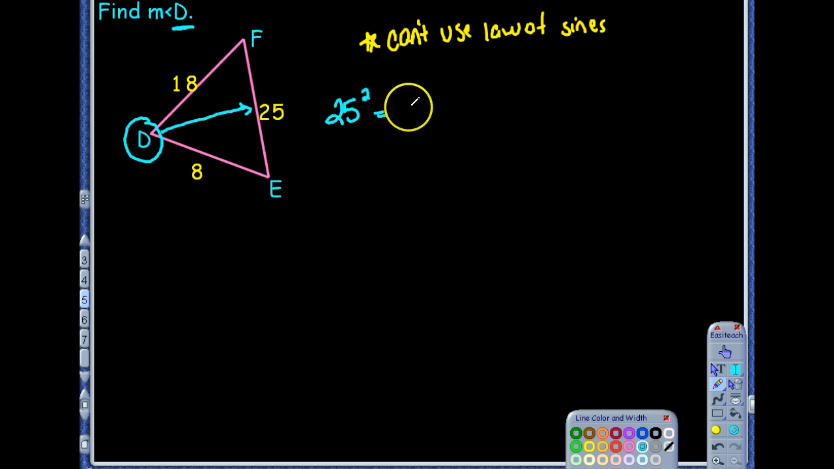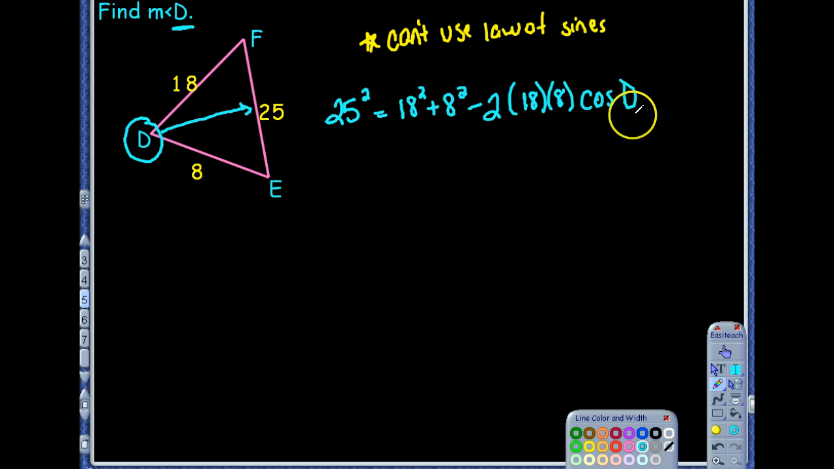equals, now what you got to remember, it's the other sides squared added together. So it'd be like 18 squared and 8 squared added together. Then it's going to be your minus 2 times the other 2 sides, 18 and 8, then times the cosine of D, which is what we were trying to find. And we're going to leave it as just D, because, yeah, like you said, capital D as well. Capital D, that's important.